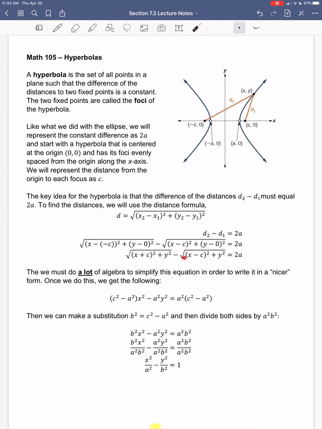Like with an ellipse, I'm not going to show all the gory details of this. We would move one of these radicals to the other side and square both sides. There'd be a lot of algebra involved. We'd go from two square roots in the equation to one square root, get that square root by itself, square both sides again, and we'd eventually get something that looks like this. Then we make a substitution: we put in b squared instead of this difference, c squared minus a squared, just to clean it up a little bit. Then we divide through all the terms by both a squared and b squared, and we get this nice equation here.